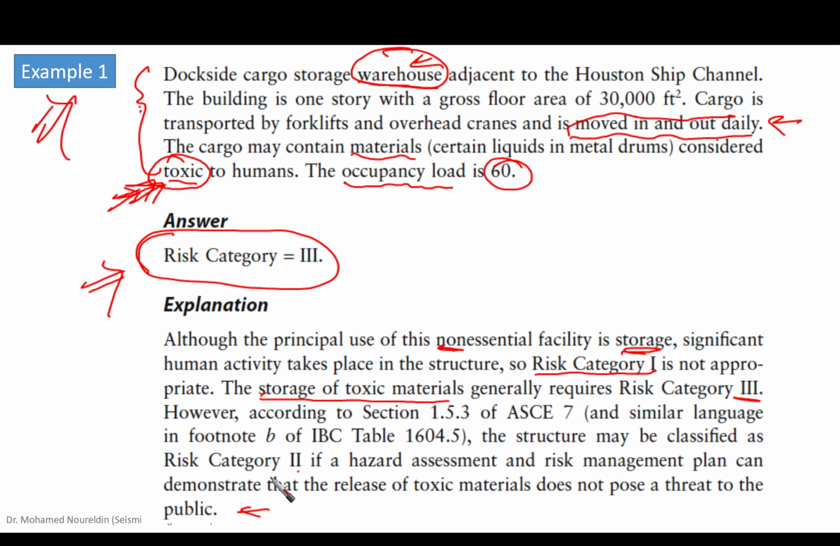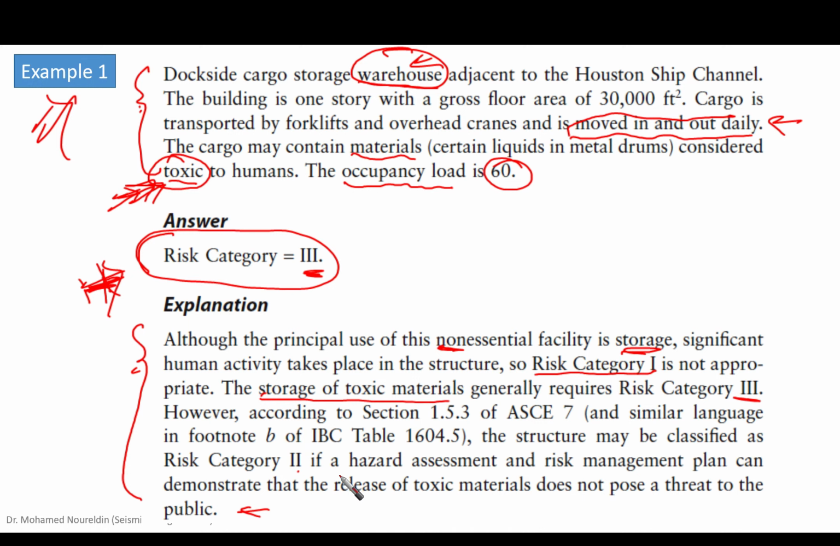That's the issue here. So in our case, based on this discussion, we can understand now that our risk category in general is risk category 3. It is not 1 because it's not a low risk category. It is not 4 because it's not a very essential facility. So it may be 2 or 3, and between 2 and 3, we gave the discussion and the justification here. So that's the point.